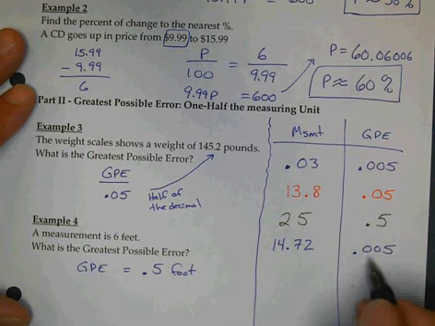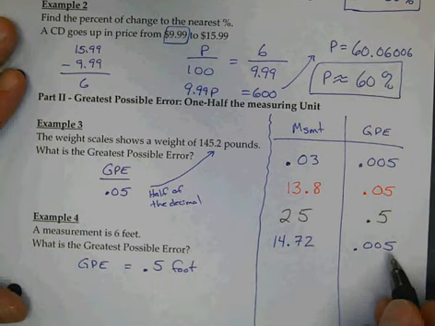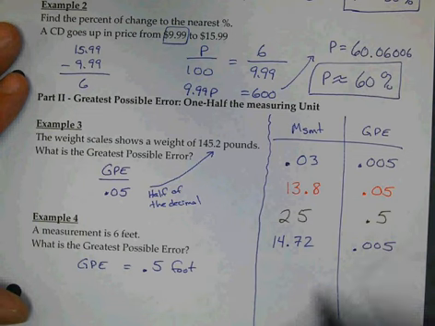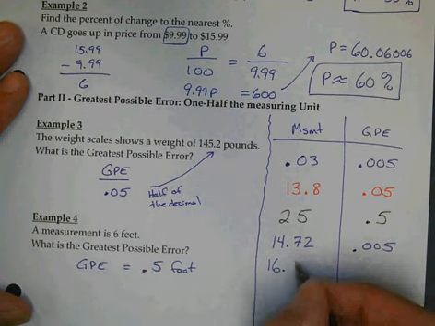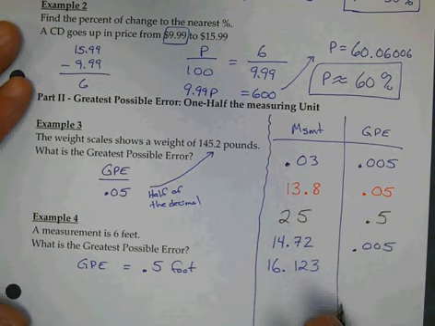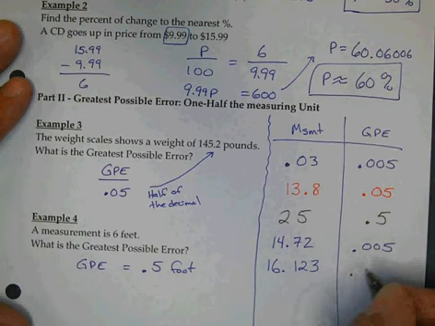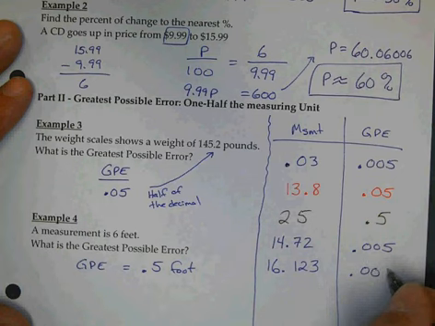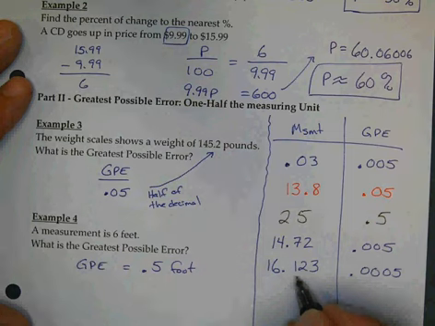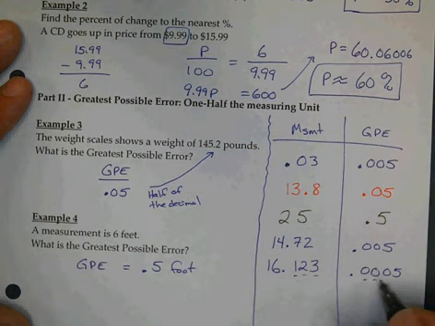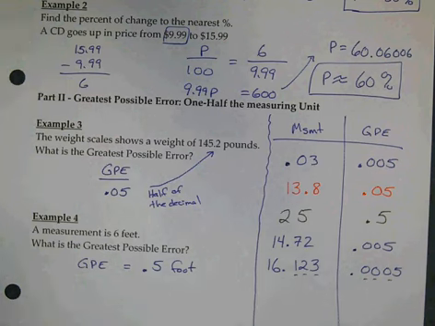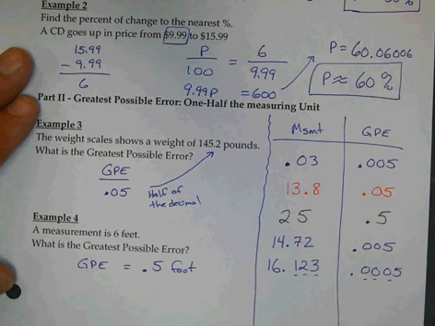The greatest possible error is 3 decimals. Who thinks they have it now? Okay, another one. 16.123. Who hasn't answered yet? What's my GPE? 0.0005. Here's the key. If there's 3 decimals here, there's 3 decimals here plus half of one more. Who still doesn't get it? Let me see. Who does not understand it? Let me see this. It's really simple. So we're all good? Gabe, you okay?